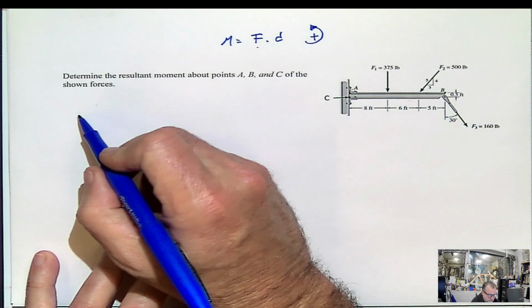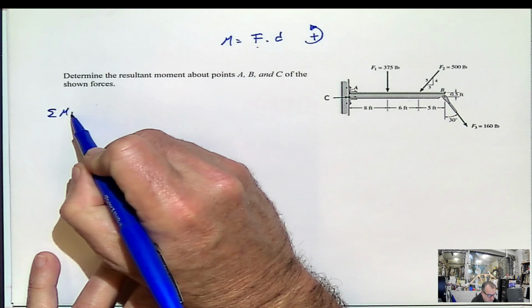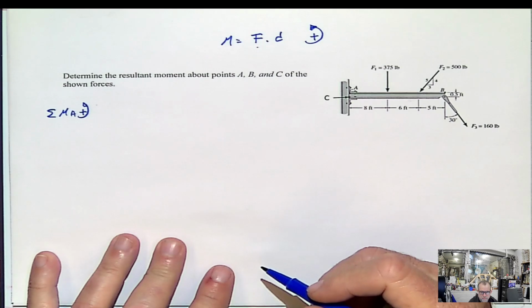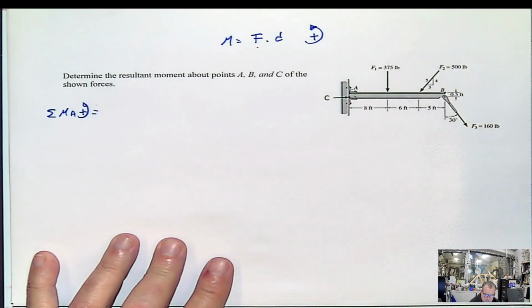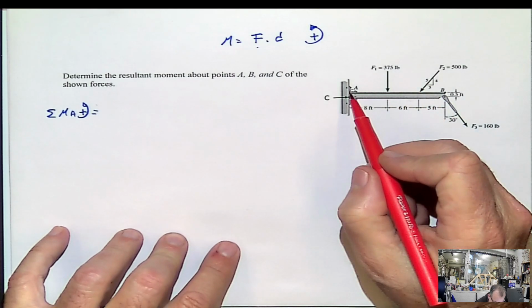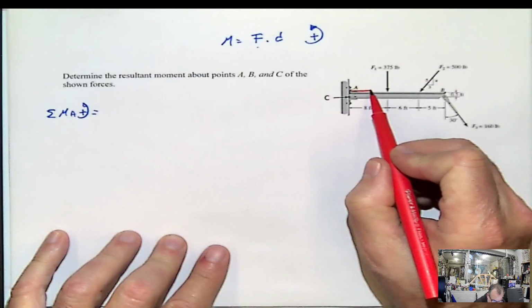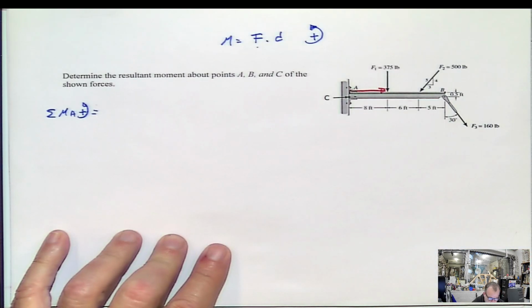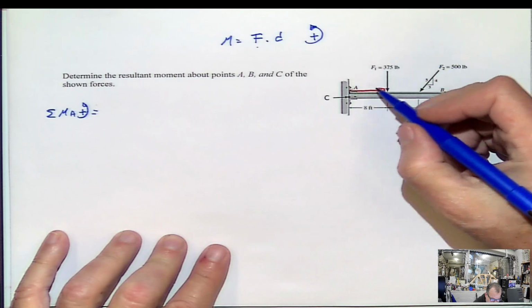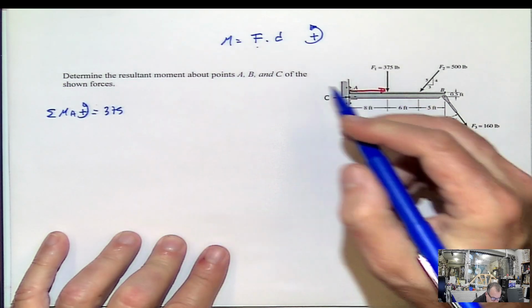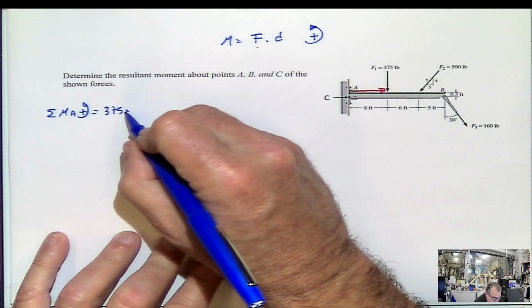So let's start with the first question, summation of moments about the point A. I'm going to assume this is positive. Now, we have this force, and this force is vertical, meaning I'm interested in the distance from the point A, which is here, to that distance. Vertical force, horizontal distance. And that would be what? Force, 375, and the horizontal distance is 8.